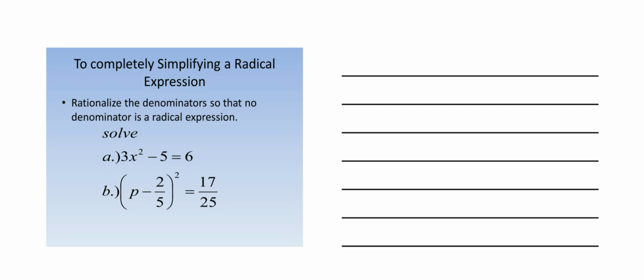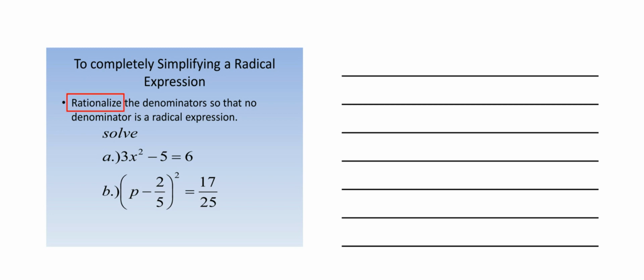To completely simplify a radical expression, rationalize the denominator so that no denominator is a radical expression. Let's try solving the following. And do notice, in this case we're doing square roots. And we've got to rationalize the denominator, meaning we've got to make it an exact value, rather than an approximate continuous value, okay?